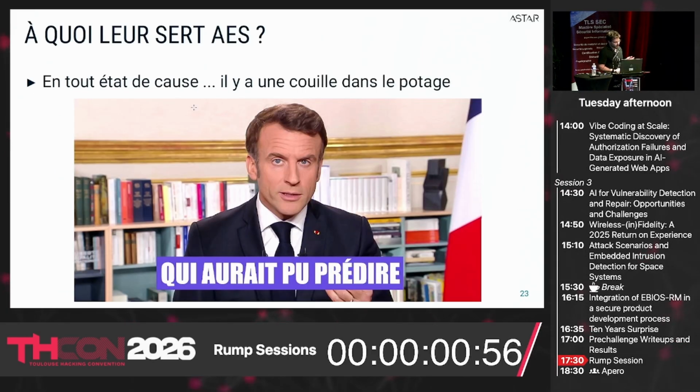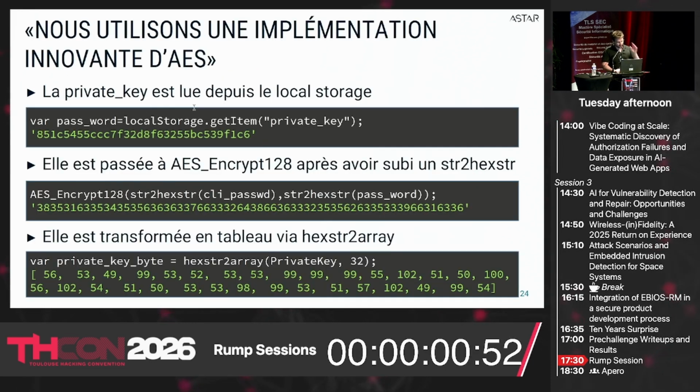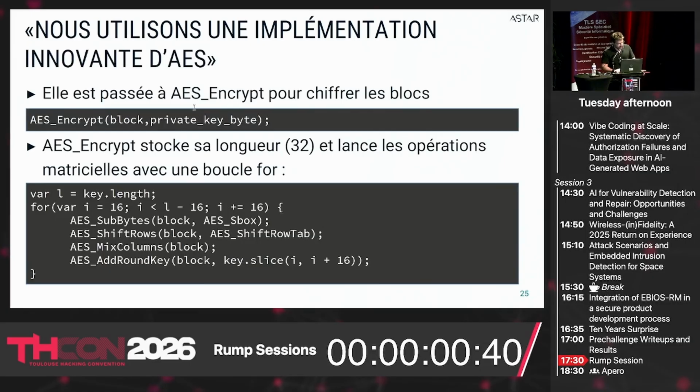Et en général, quand on fait de l'AES perso, il y a toujours des couilles. Qu'est-ce qui se passe ? En gros, ils vont lire leur private key, ils vont la transformer en une string d'une très mauvaise façon. Ensuite, ils se retrouvent avec une clé de 256 bits qu'ils vont passer à un AES 128. Qu'est-ce qui va se passer ?